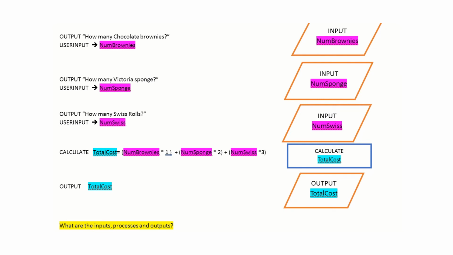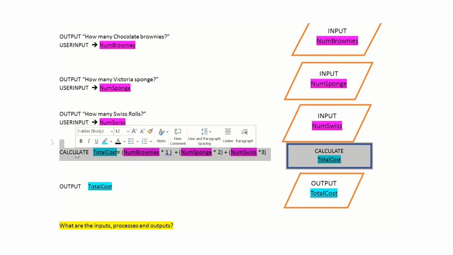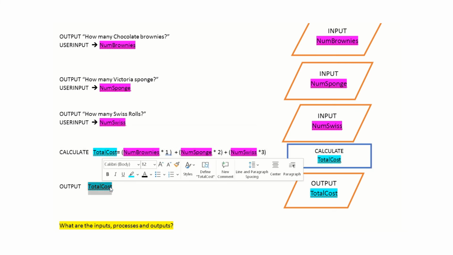The next question asks us to identify what the inputs, processes and outputs are. So looking at this, it's quite easy to see from the flowchart that I've got 3 inputs: num brownies, num sponge and num Swiss. And then the process, what am I doing with that data? What I'm doing with that data is I'm calculating this equation. So that equation, calculating total cost, is the process that I'm doing with the data. And what are the outputs? There is only one output. The only thing I want to output on the screen is what the total cost is.